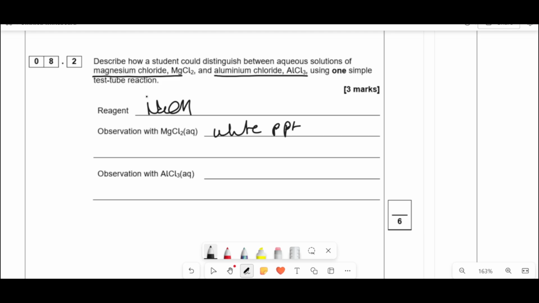So I should really be saying excess sodium hydroxide, because if you add lots and lots of this, what will happen is it will form, and then precipitate, but then it will disappear because it can act as an acid. Aluminium hydroxide is amphoteric. So what happens is you get a white precipitate, which then disappears. There you go. What disappears when NaOH is in excess.